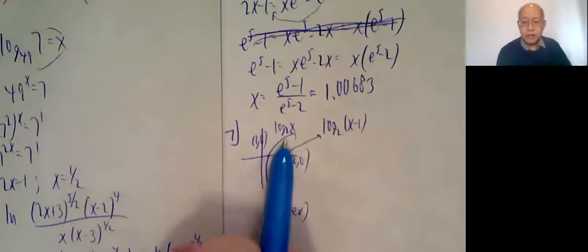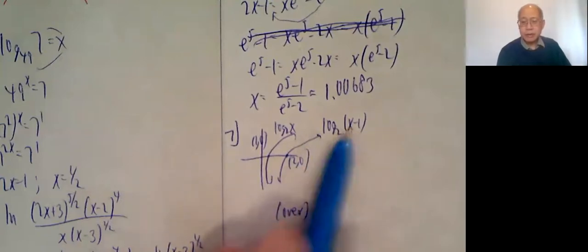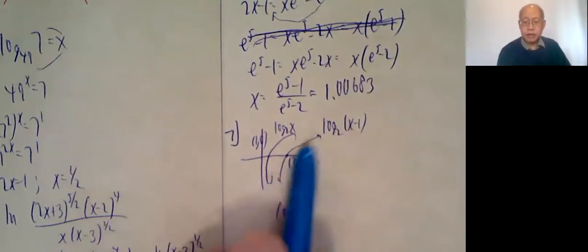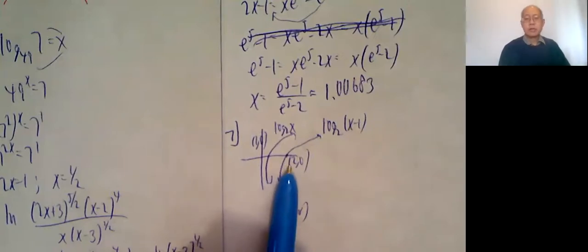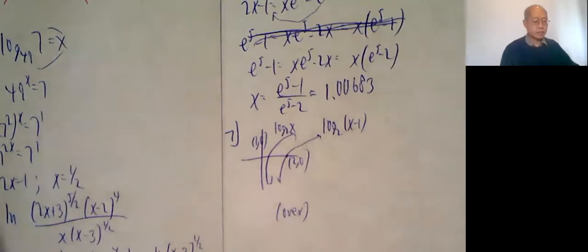Number 7, log base 2 of x looks like so, goes through (1, 0). So replace x with x minus 1, move the graph 1 unit to the right, so this becomes (2, 0). Quick double check, if I plug in 2, I'm taking the log base 2 of 1, which is 0.